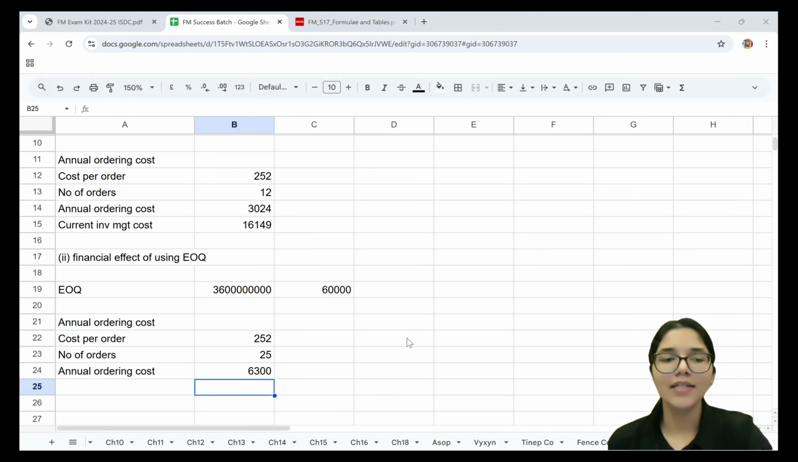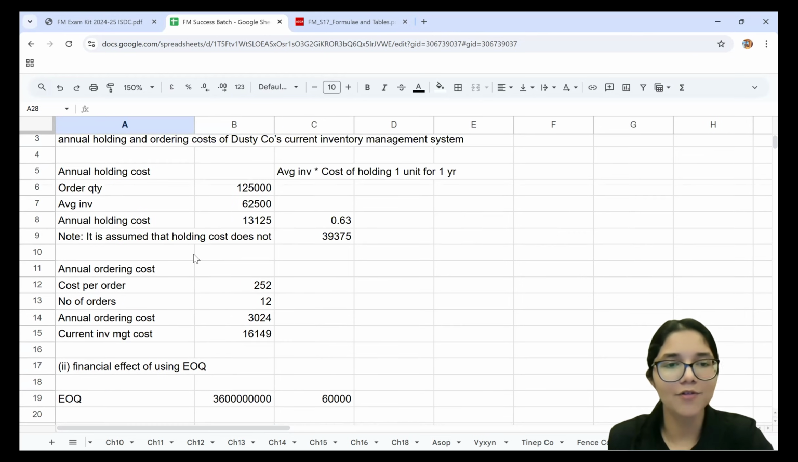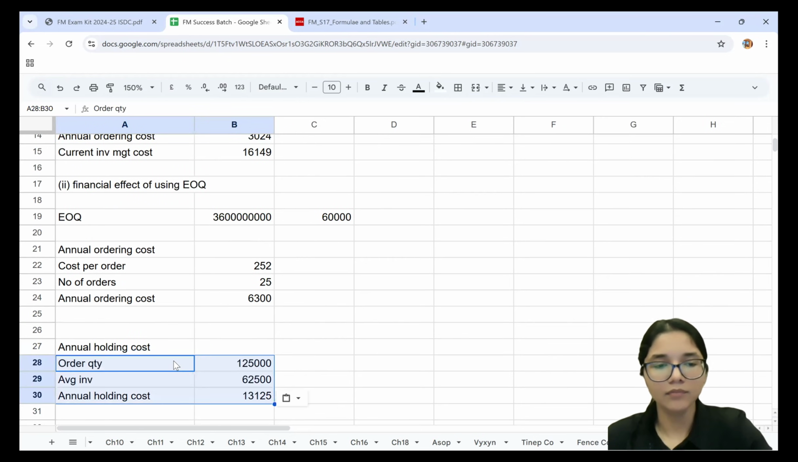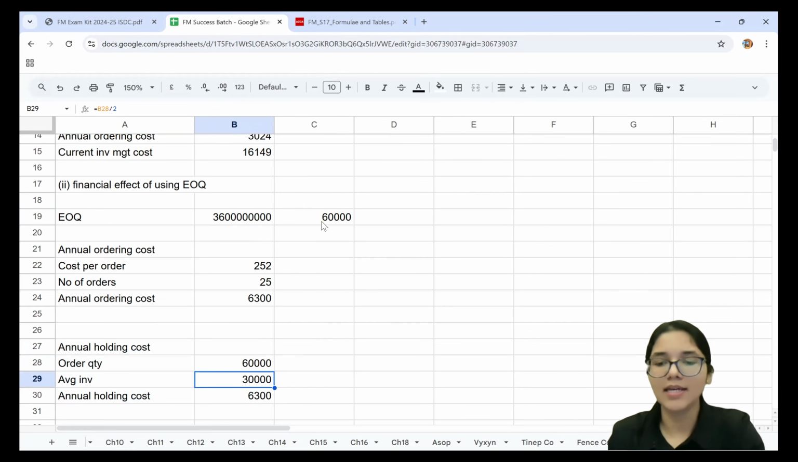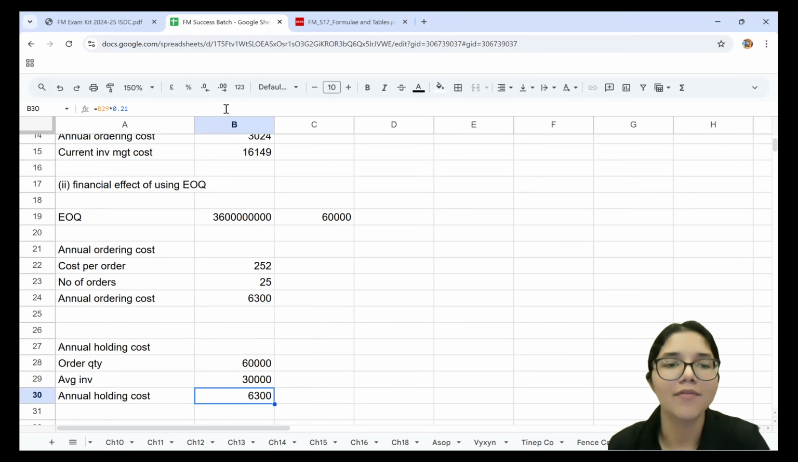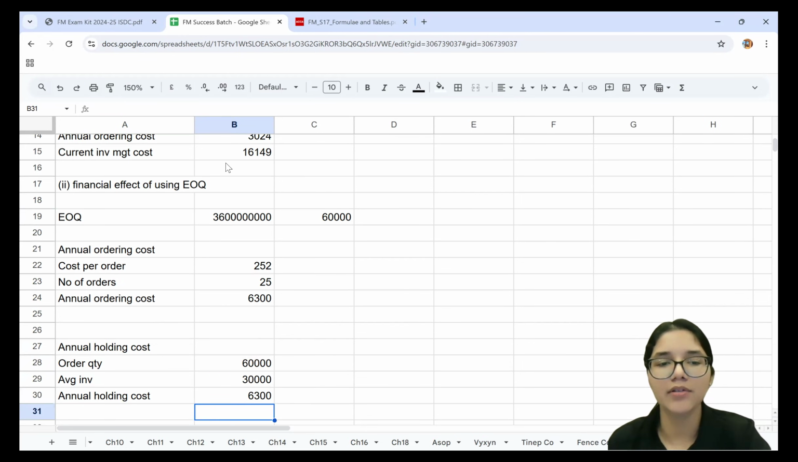Okay, now let's talk about the annual holding cost. I can just copy paste this format again. My order quantity now is 60,000 units. That means how much would be my average inventory? My average inventory will now be 30,000 units. And when I multiply 30,000 with 0.21, I come to 6,300.